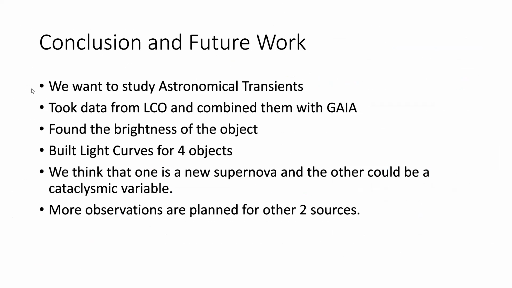So what did we learn from this? We want to study astronomical transients. So we took the data from LCO and combined them with Gaia's. Then we found the brightness of the object and built the light curves for the 4 objects. And so now we think that one is a new supernova and the other one could be a cataclysmic variable, and more observations are planned for the other 2 sources. And yeah, that's it. Thank you.